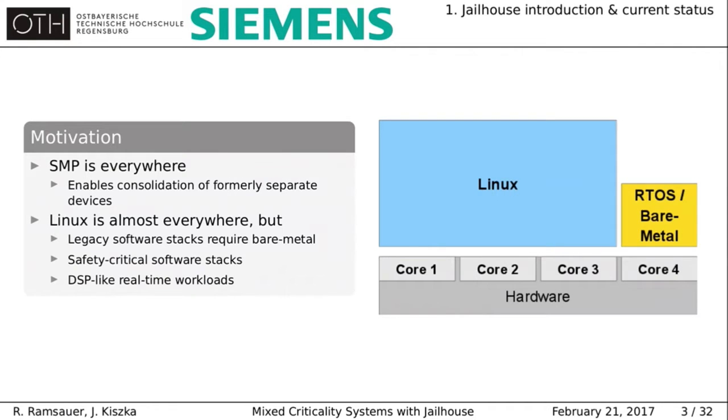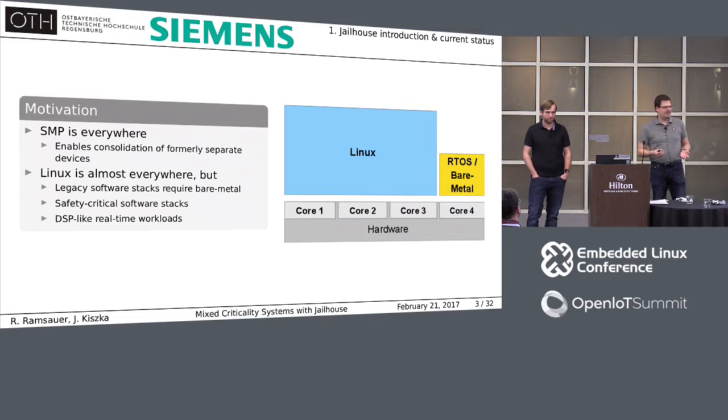And many of these devices have Linux on them, but not all of them. And not all of our workloads are Linux-based. So there is a lot of legacy software stacks around which expect single core, which expect bare metal maybe. Then there is the area of safety critical systems. We'll hear more about it later on. And there's also workload which is basically running DSP-like, where you really want to squeeze out the last cycles of your hardware, and these days out of the multi-core high-performance processors.